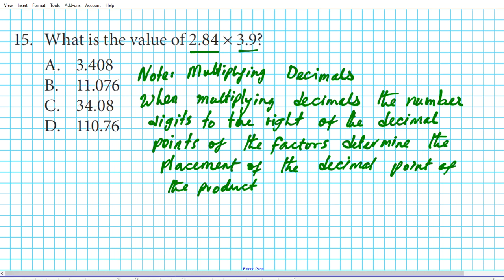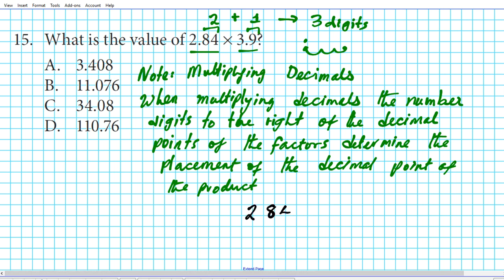So what does that tell us? So we have two here and then one here. It tells us that for the product, we should have only three digits to the right of the decimal point. Okay, so we'll multiply as usual and then move the decimal point three places to the right, and that will determine the placement of the decimal point. Okay, let's go ahead and carry out the multiplication.